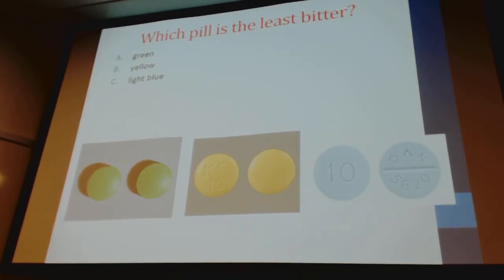Which pill is the least bitter? White. Light blue. Was the light blue, because they think of yellow like a lemon. A lemon is sour, a lime. So the light, now this is just perception. It's not what really is happening with the medication.